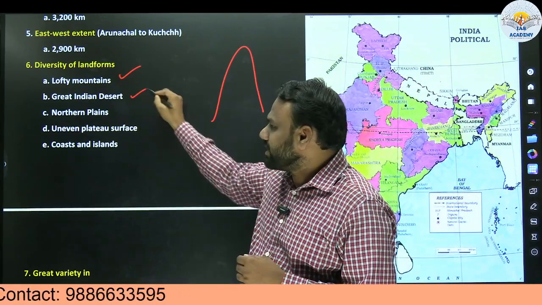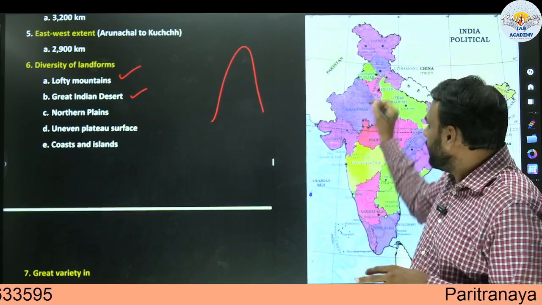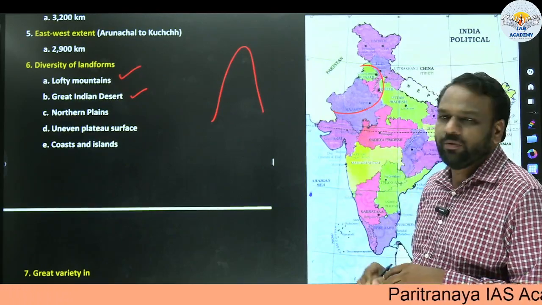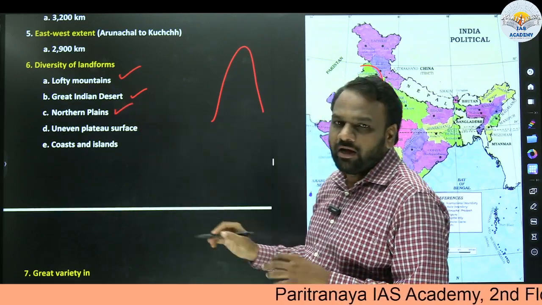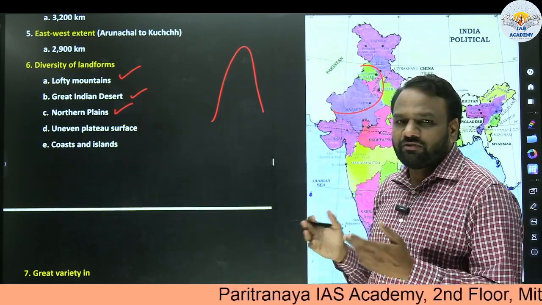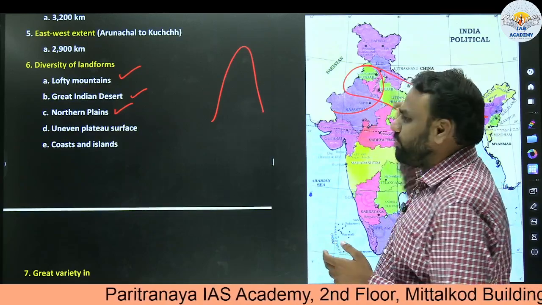Next, we also have desert. Later on we'll see where exactly it is located, but in the western part of India, we have desert. Next, northern plains. Where exactly we call the northern plains, we shall see later on, but approximately the northern plain is present somewhere over here.